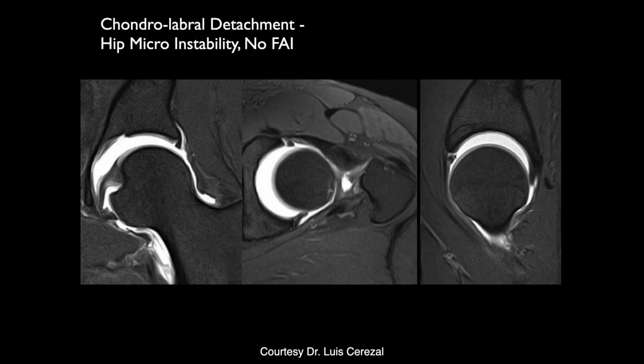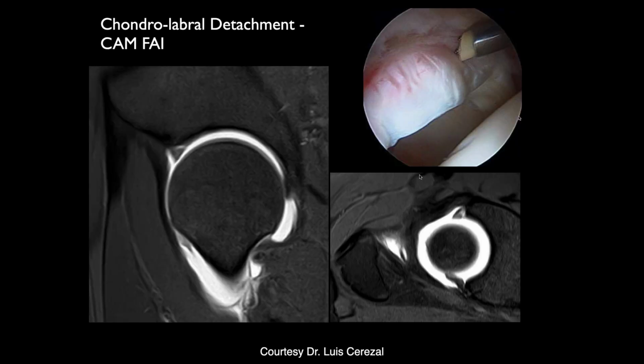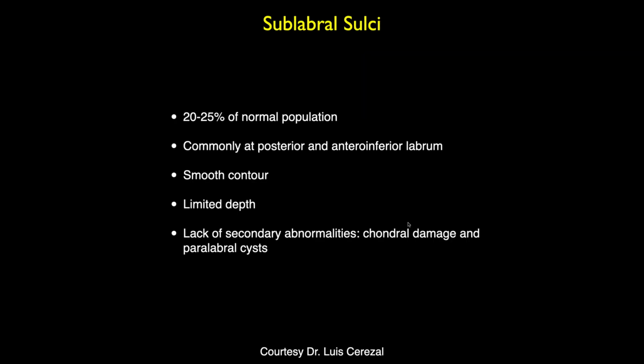If it goes all the way through like this, this actually is the same patient. So this is a tear on this particular patient. And then here we see it. Here we can see another. This looks more like a tear too. It's not as smooth as the prior one. It looks like the contrast is really going into an irregular portion of the labrum. And here we can see the irregularity arthroscopically on this one. Another name for this is a sublabral sulcus. It's in about a quarter of the population, so it's quite common. Common posteriorly and anterior inferiorly, smooth contours, limited depth, and lack of secondary abnormalities like paralabral cysts.